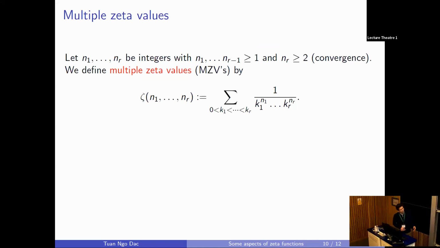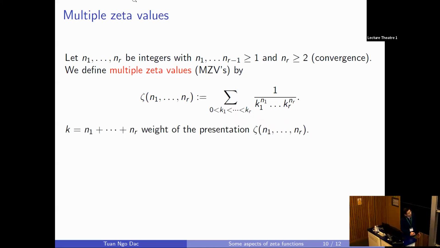So now people often try to enlarge a little bit the set of objects. They define the multiple zeta values by not only taking the zeta value, but putting many variables k1 to kr and studying this kind of sum.